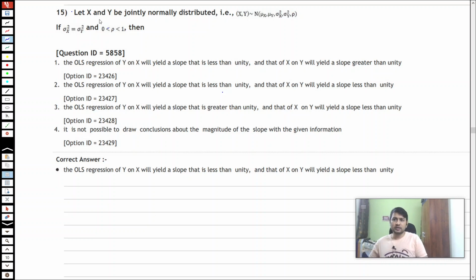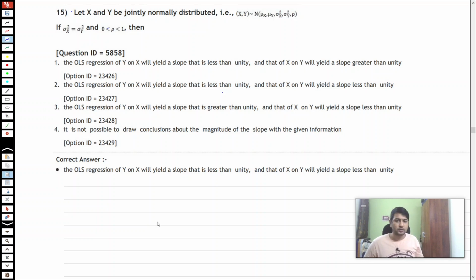Okay, let's look at question number 15. Now, this is a very unusual question coming in DSE. It's very difficult also, I would say. Now, if you look at this, what they have is x and y are jointly distributed, and they want you to find out that if you were to run an OLS regression on x and y, one taking x as regressor, y as regressand, and then the other way around, what are the two slopes going to be?